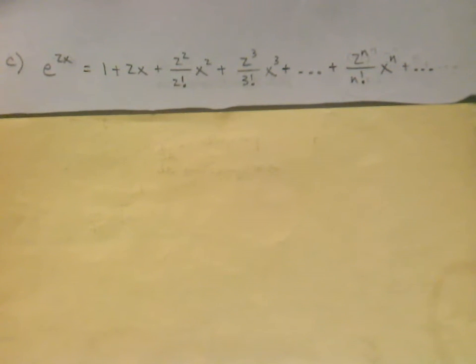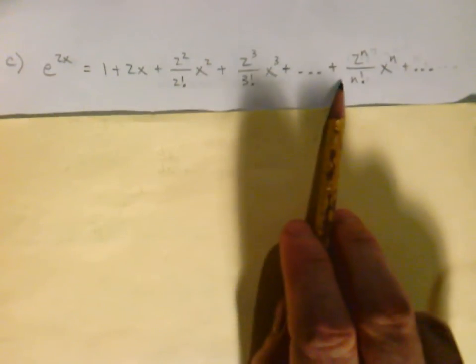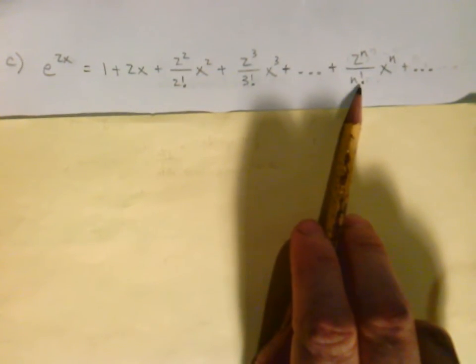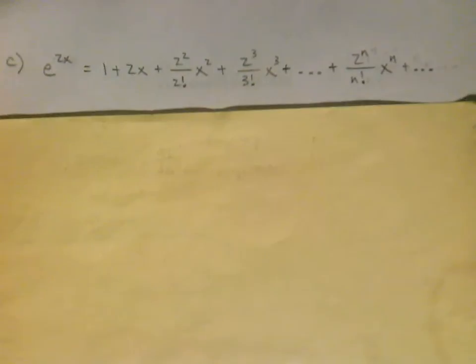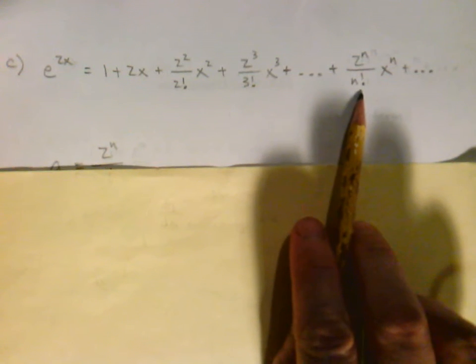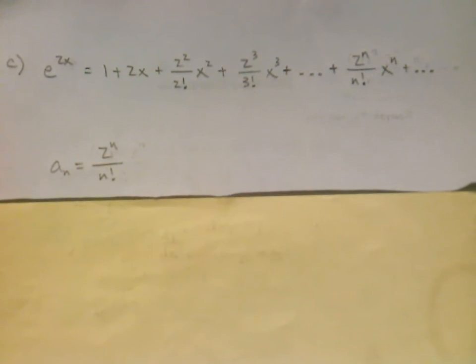The Taylor series is 1 plus 2x plus 2 squared over 2 x squared plus 2 to the third over 3 factorial x to the third plus ... And you see the nth term there, 2 to the n over n factorial x to the n plus ... Okay, so there's our nth term. 2 to the n over n factorial.